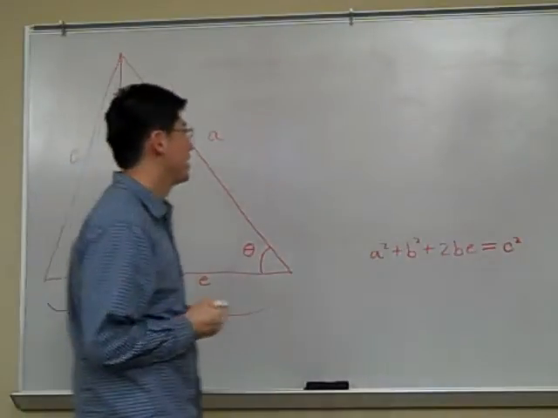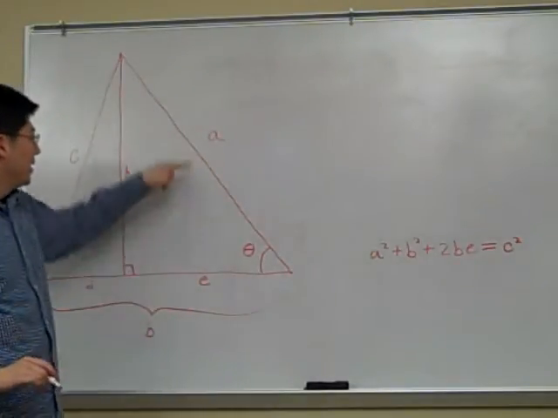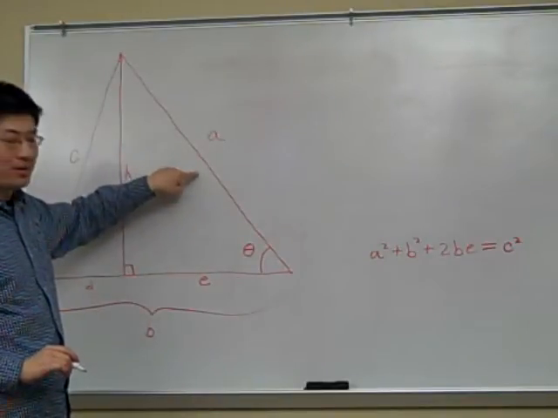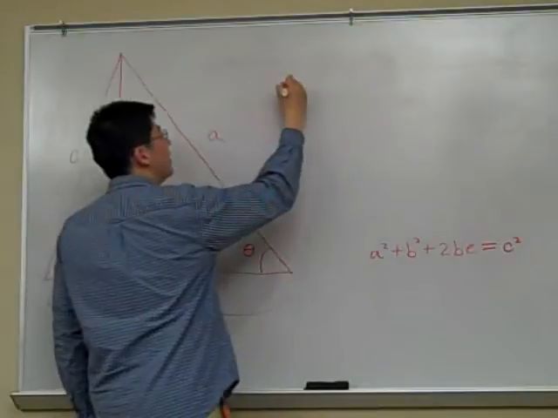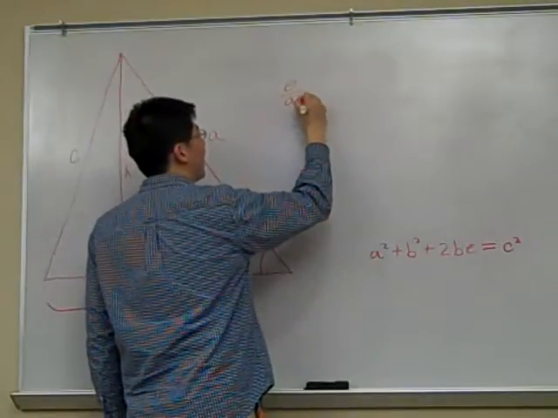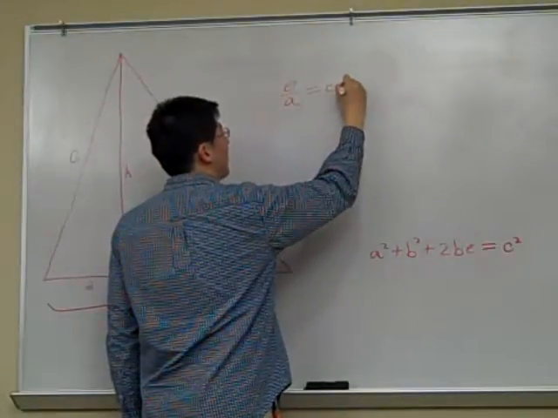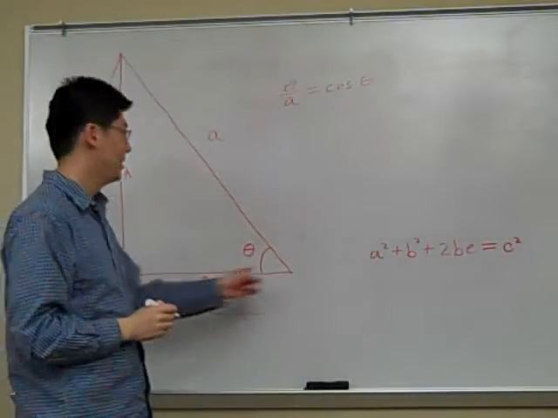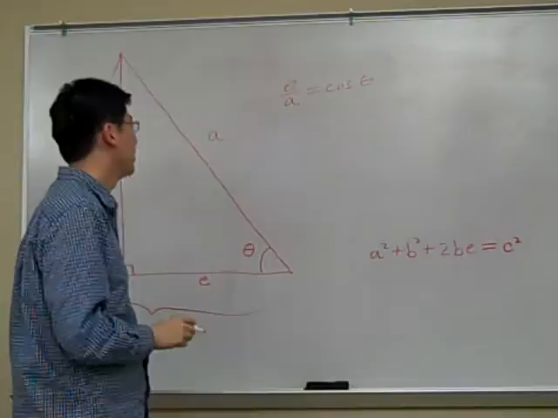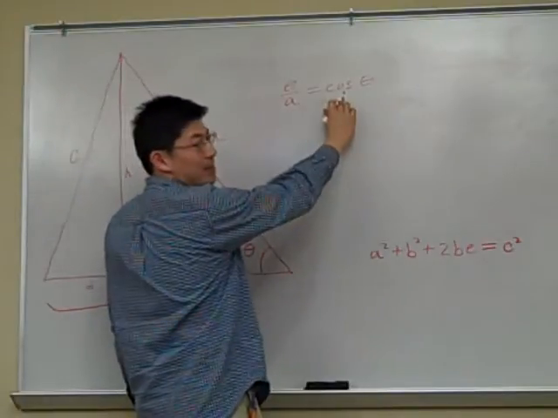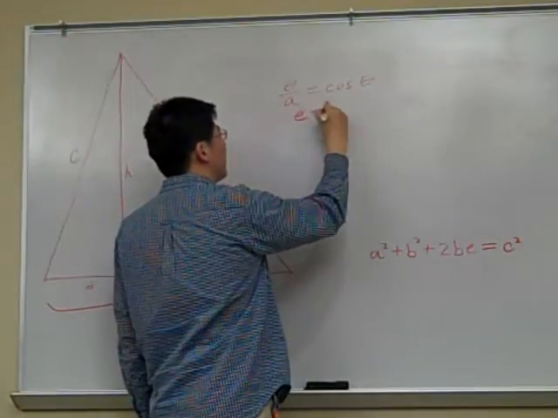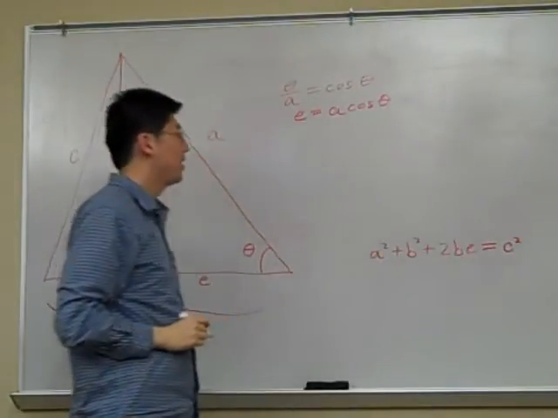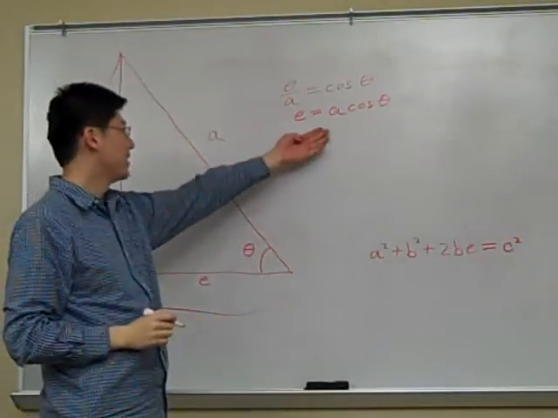So again, as I mentioned, e is related to a by the ratio of the adjacent to the hypotenuse, which is cosine. So that means e divided by a is going to be the cosine of theta by definition. So the right triangle adjacent divided by hypotenuse. And then multiplying by a, we get that e is equal to a cosine of theta. So this gives us e in terms of a and theta.